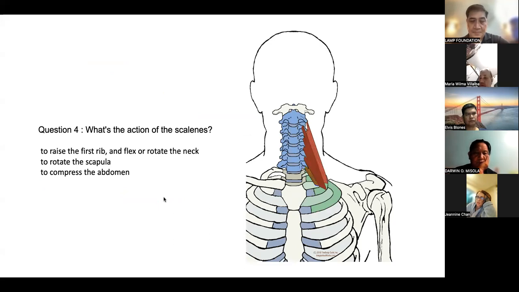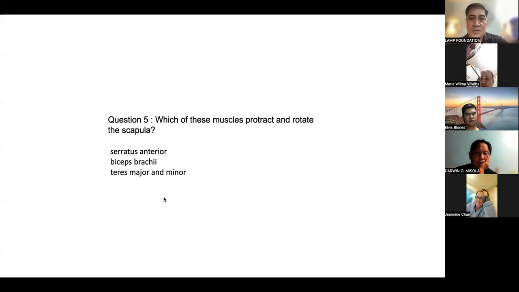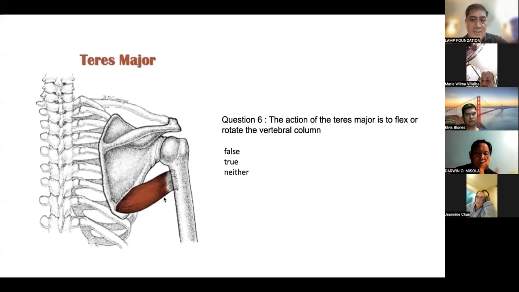To raise the first rib and flex or rotate the neck. Now you know. Which of these muscles protract and rotate the scapula? Serratus anterior. The action of the teres major is to flex or rotate the vertebral column. True or false? False. Yeah, because it extends, hindi nagfe-flex.